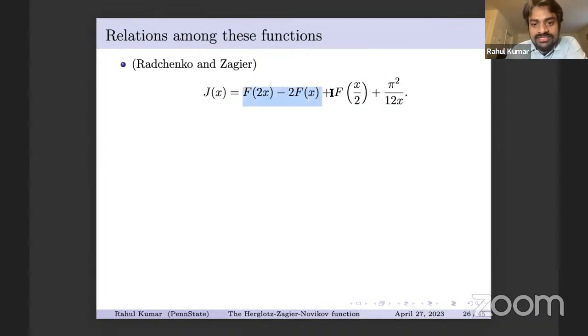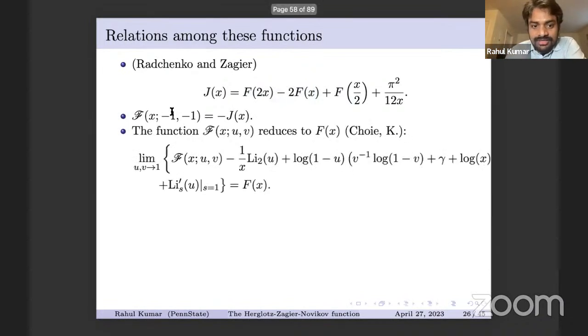You can see on the right hand side, you have three F Herglotz functions at different arguments. I have just mentioned that when you take u equal to -1, v equal to -1, that script F function just reduces to G of x. And when you do that addition and subtraction to take the limit u tends to 1 and v tends to 1, it actually reduces to the Herglotz function, this script F function.